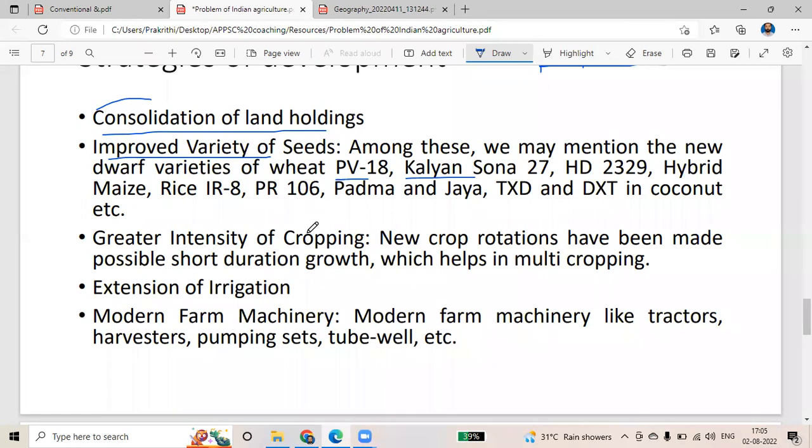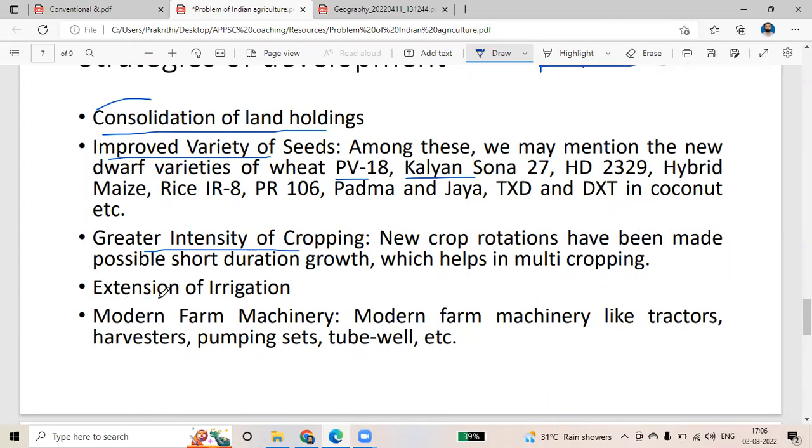Another strategy is greater intensity of cropping. Intensity has to be increased. There is a land, and if I cultivate it once, I get 100 tons. If I am able to do 3 croppings in a year, 100 plus 100 plus 100, I can make 300 tons of rice. So intensity of cropping can be increased. The government is trying to do that also.